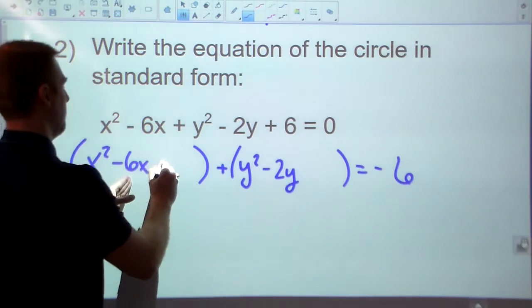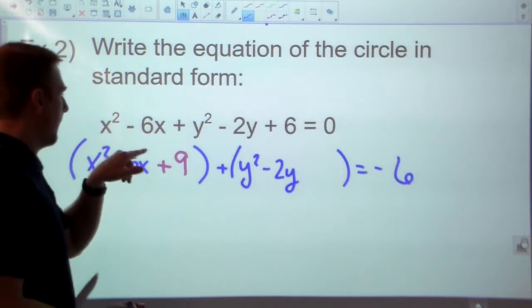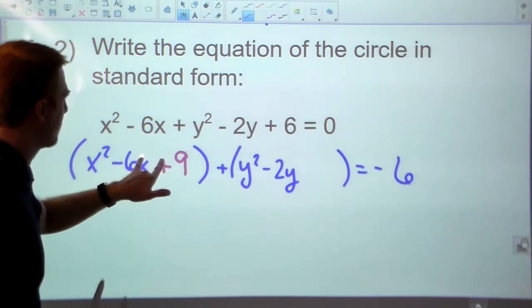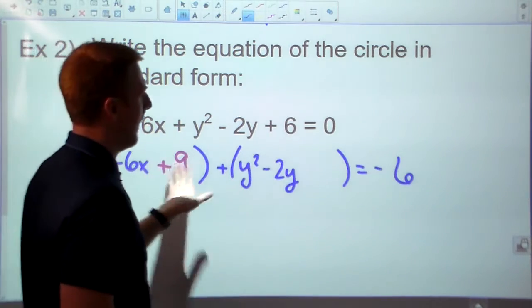We square it, we get 9. You don't have to worry about the sign, because when you square it, it's going to be positive anyway. Now, you made that up. That 9 was not there. You put it there to make this work out nicer, which is fine as long as you put it over there too.